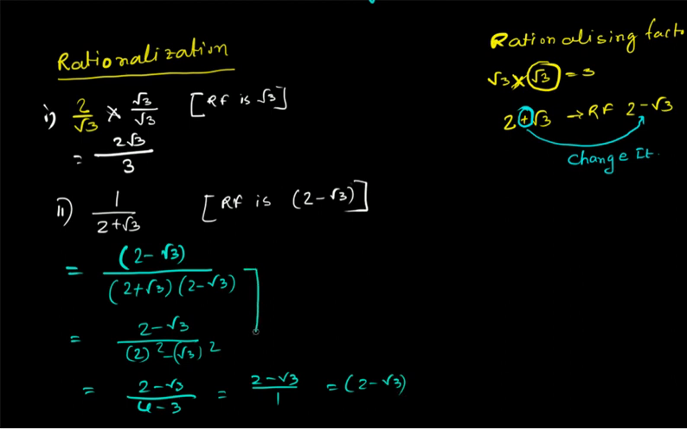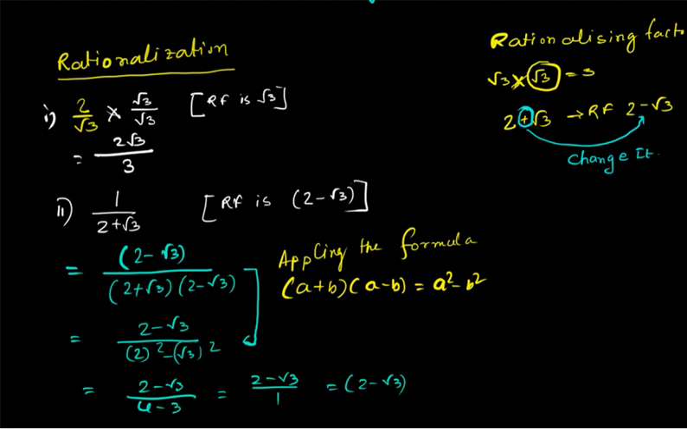So what formula have I applied here in the denominator? I have applied a plus b into a minus b, which is equal to a square minus b square. So applying the formula.